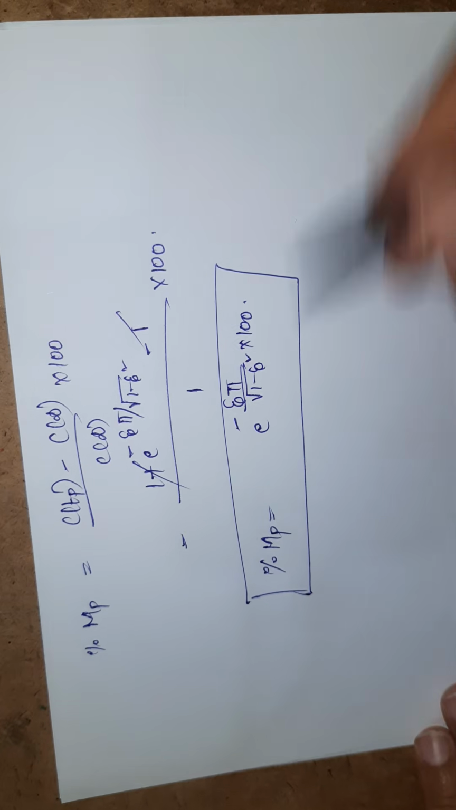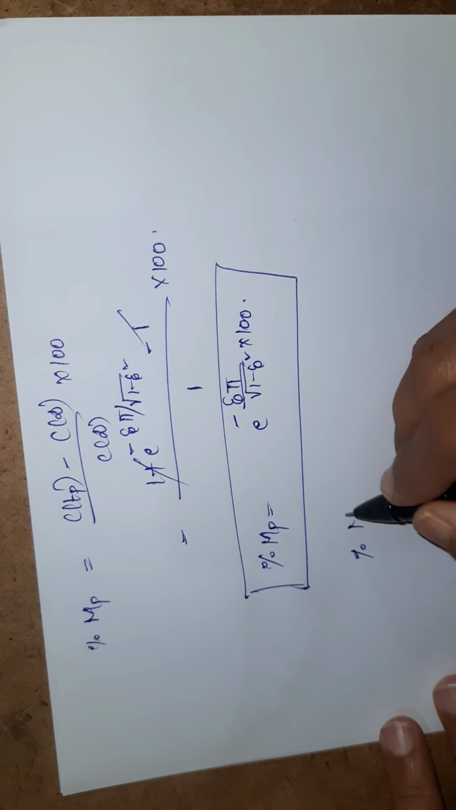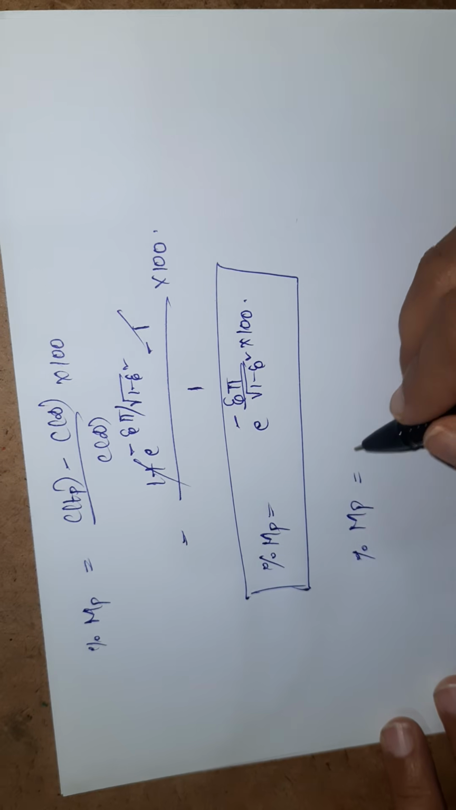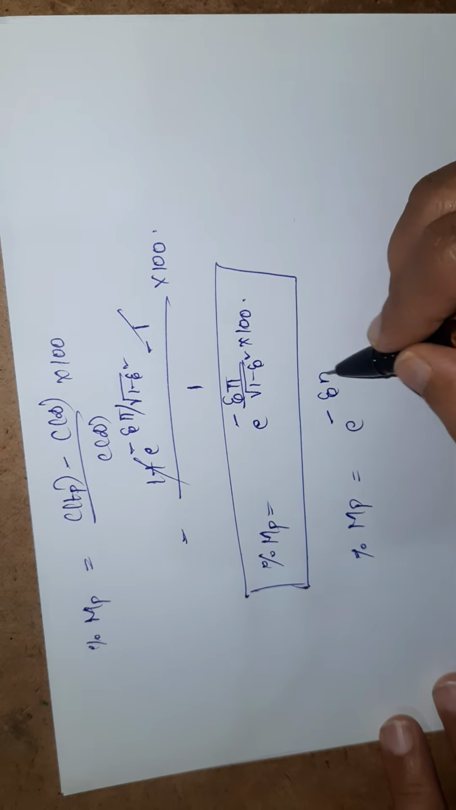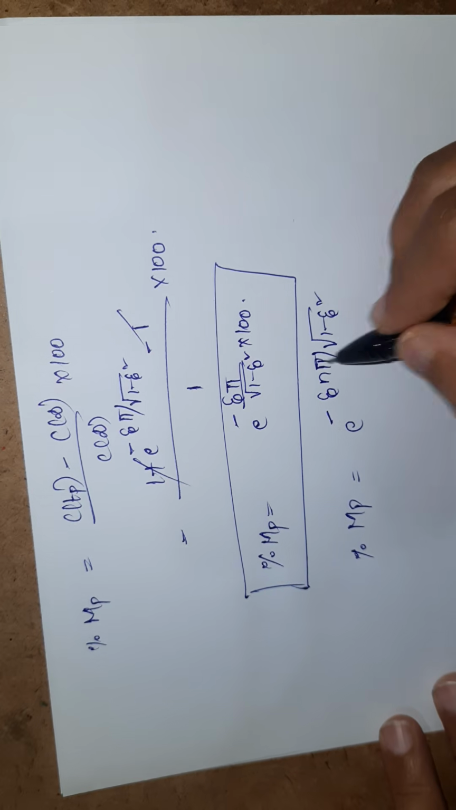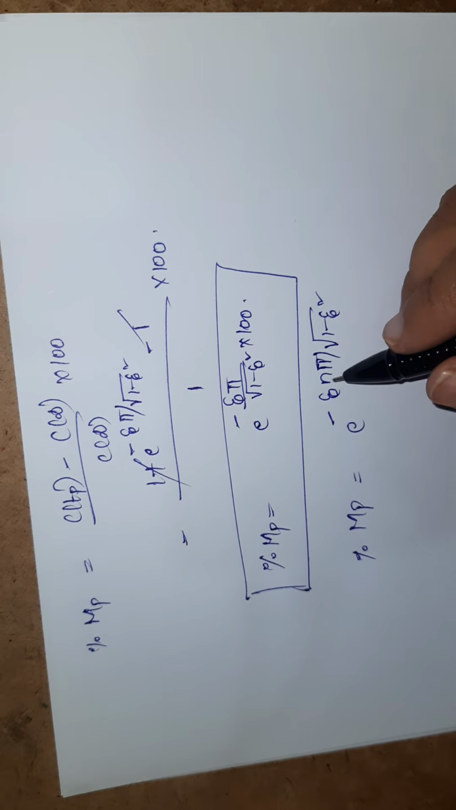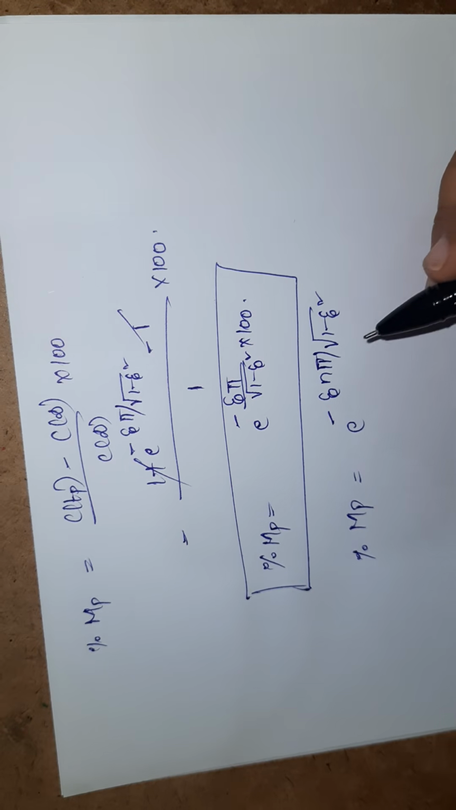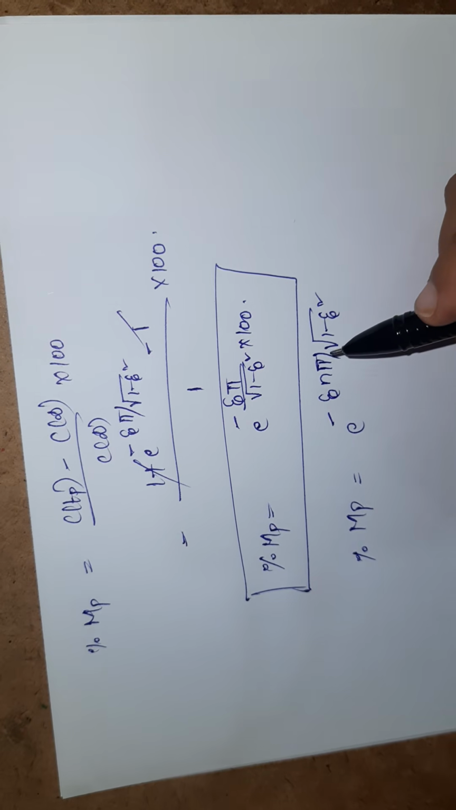Okay, so we can generalize this equation as e power minus zeta n pi by square root of 1 minus zeta square. So for different overshoots and undershoots, the value of n is an integer. Okay, thank you.